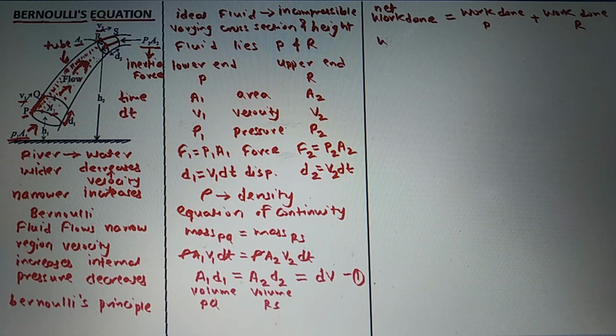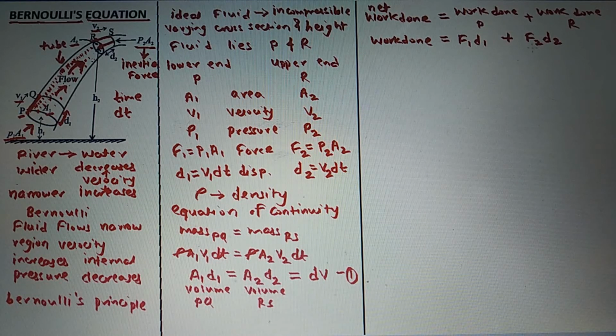So we will write here the work done should be equal to the work done at lower end P, that is force F1 into displacement D1. What is work done? Force into displacement. At lower end P, the force F1 is acting and the displacement is D1, plus the work done at upper end R, which is force F2 into displacement D2.